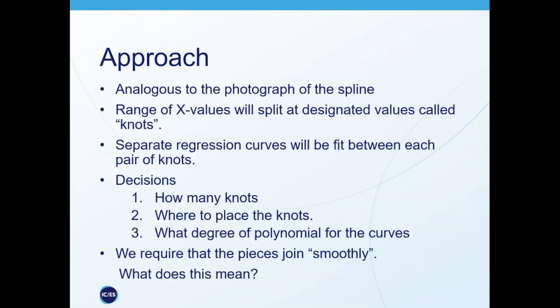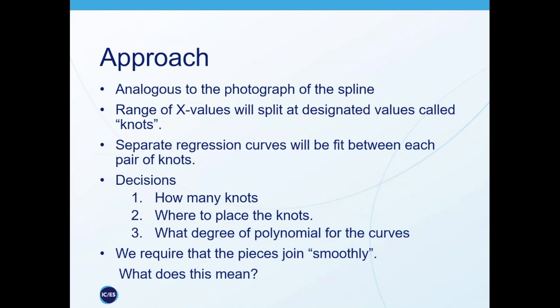So analogous to the photograph that I showed you of the flexible tubing, I'm going to take the range of x values, and I'm going to split that range at certain values, which are now called knots. Unfortunately, we're not calling them ducks anymore, even though that was kind of cute. But we're going to split the x values, or the predictor values, at certain points, which we're going to call knots. And we're going to fit a separate regression curve in between each pair of knots.